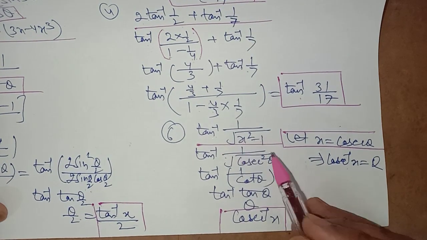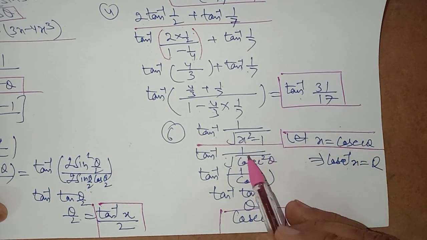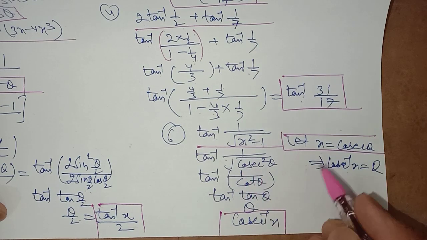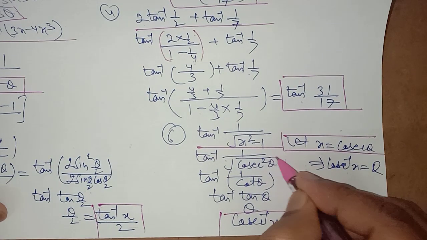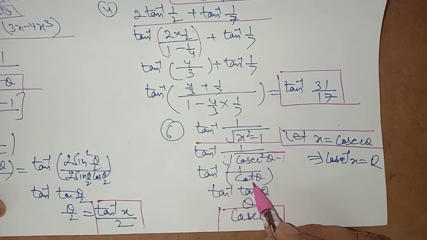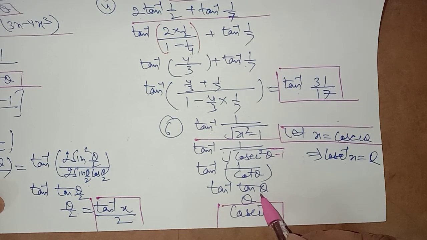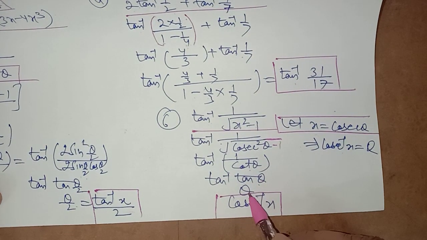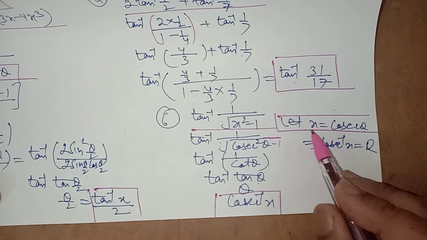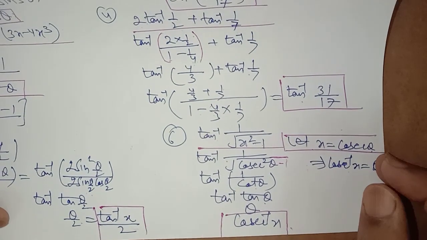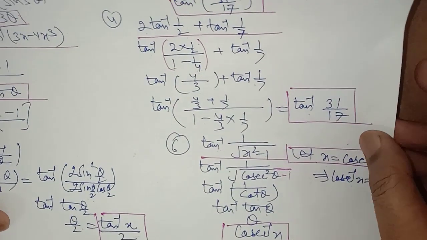Now put x equal to cosec theta. So cosec square theta minus 1 will be there, which is equal to cot theta. 1 upon cot theta will be tan theta. But tan inverse tan theta is theta. Theta will be equal to cosec inverse x from here. So this is the simplified form of these types of questions.